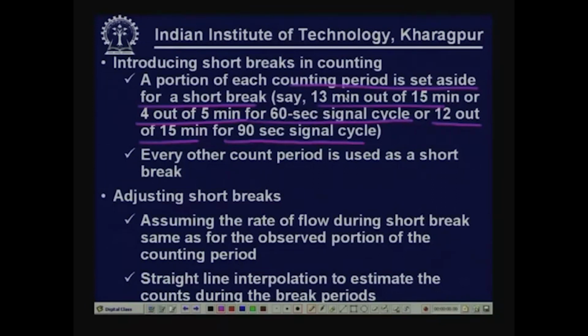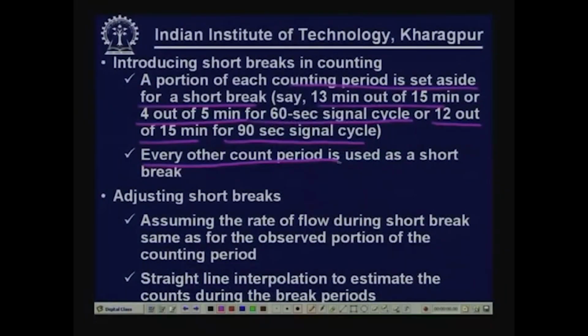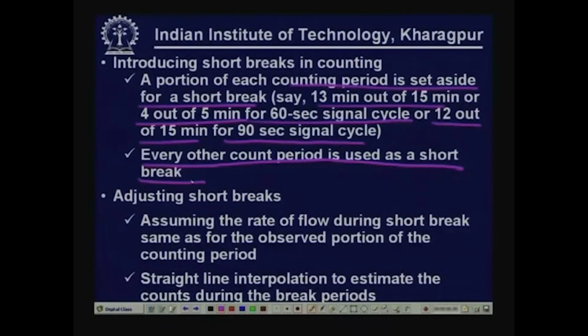The other alternative is, do not take 2 minutes or 1 minute from the counting period, but do the counting alternately. That means every other count period is used as a short break. So, suppose it is a 15-minute duration counting, we will do counting for 15 minutes, the next 15 minutes we do not count, again the next 15 minutes we count, the next 15 minutes we do not count, like that we proceed.